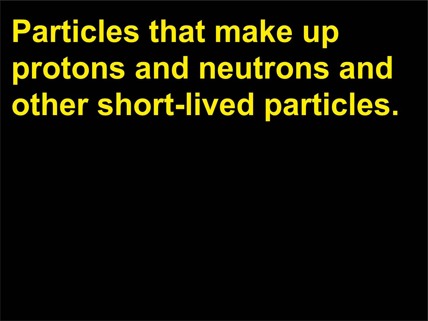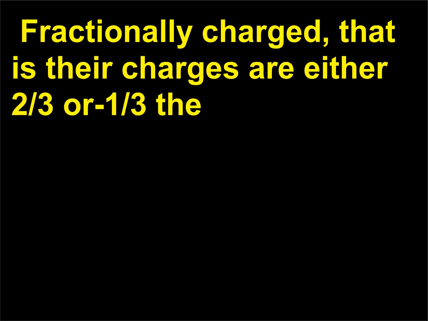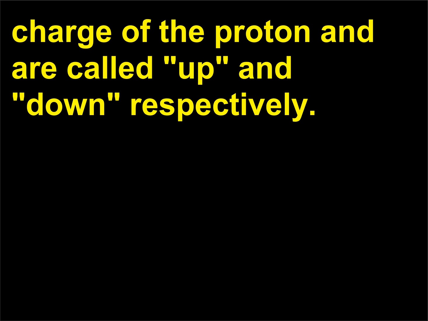What is a quark? Particles that make up protons and neutrons and other short-lived particles. Fractionally charged, that is, their charges are either 2/3 or 1/3 the charge of the proton and are called up and down respectively.